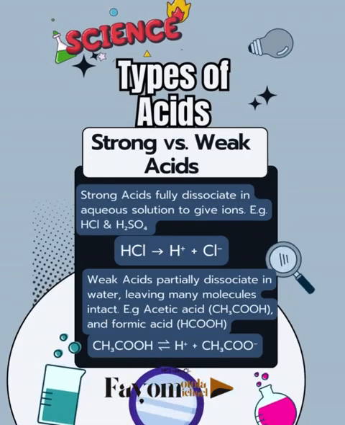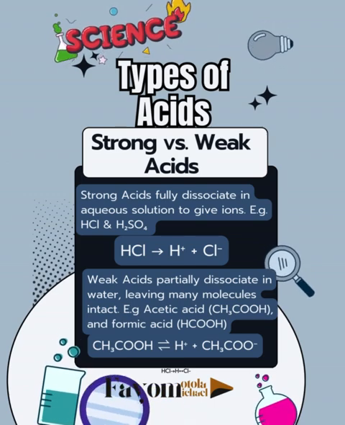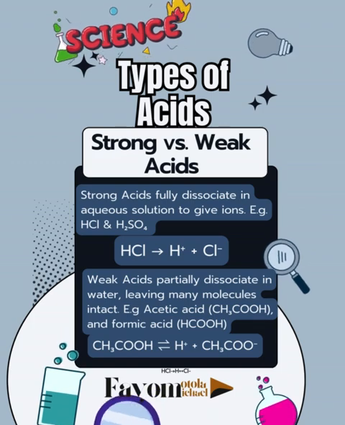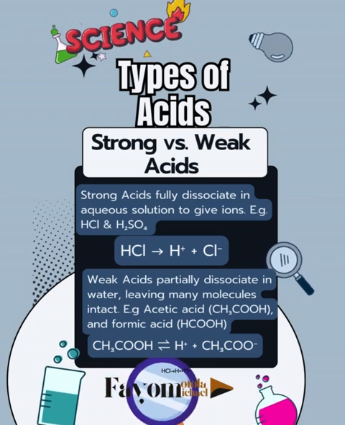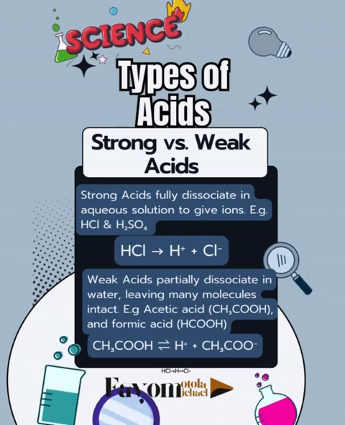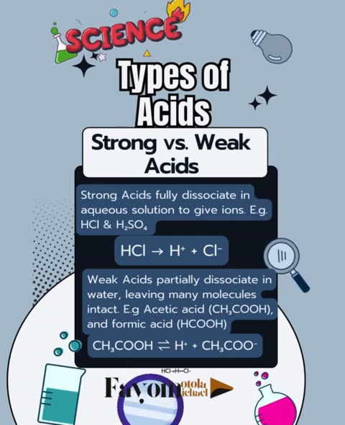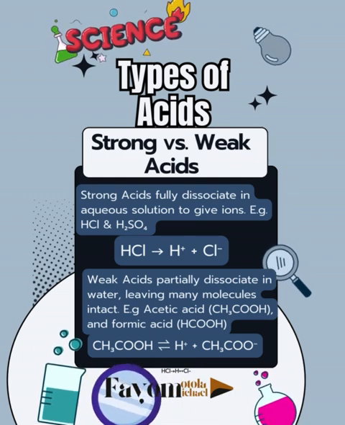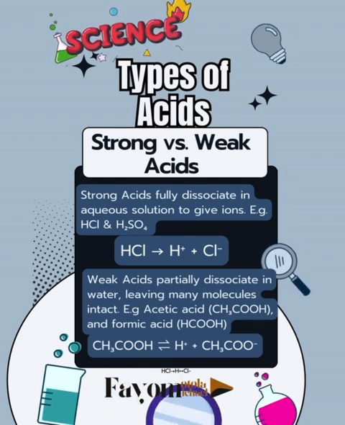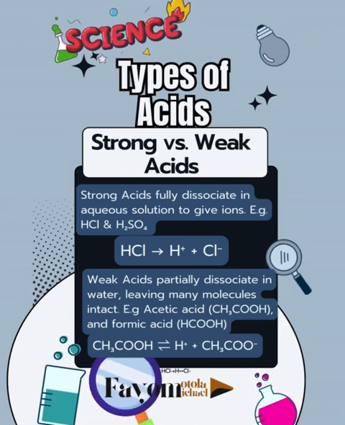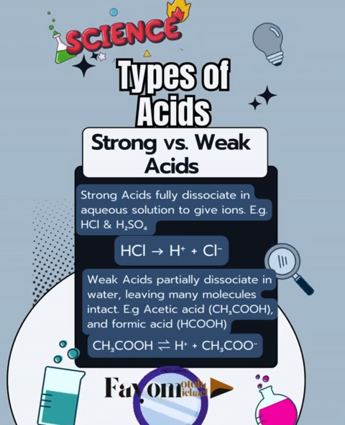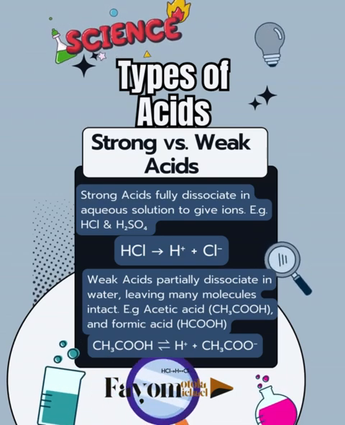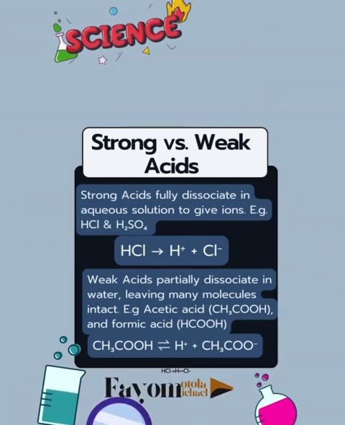Then there are types of acid, which are classified in several ways depending on their strength, origin, or their chemical structure. There is strong versus weak acid, where the strong acids are substances that are completely dissociated in aqueous solution. Examples are hydrochloric acid, sulfuric acid, nitric acid. The weak acid partially dissociates in aqueous solution, leaving many molecules intact. For example, formic acid, acetic acid, citric acid.